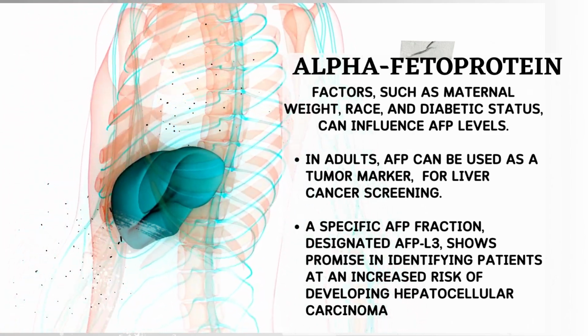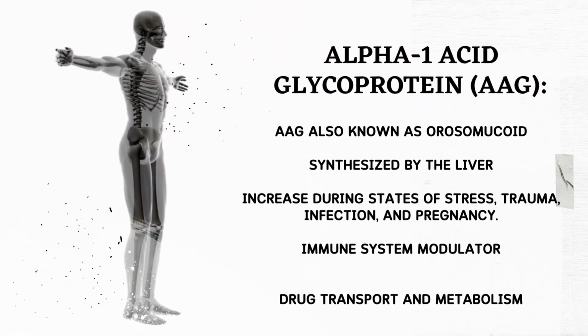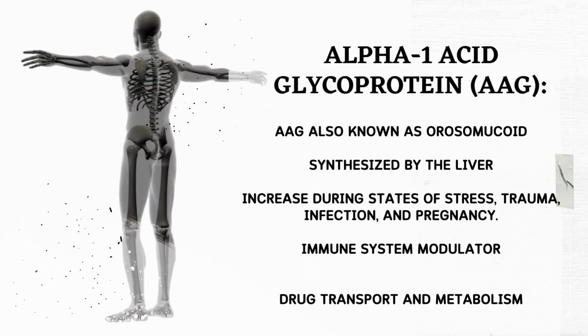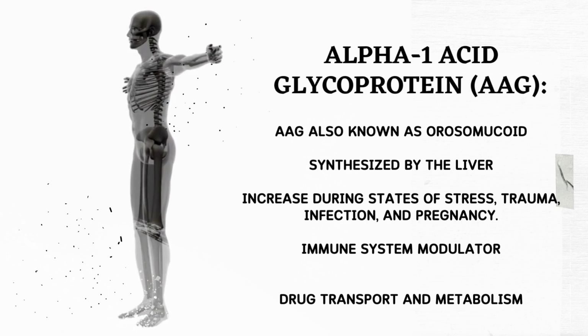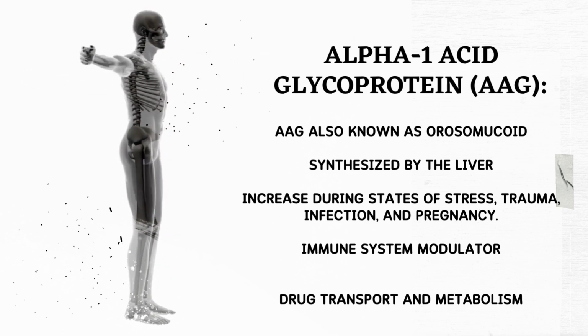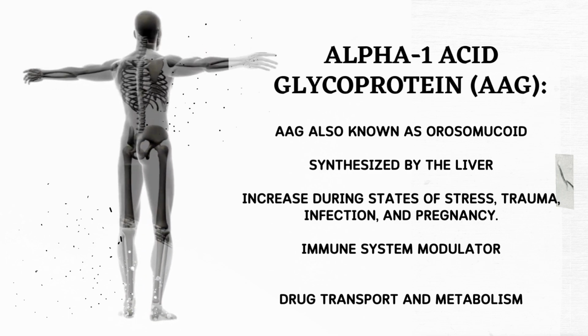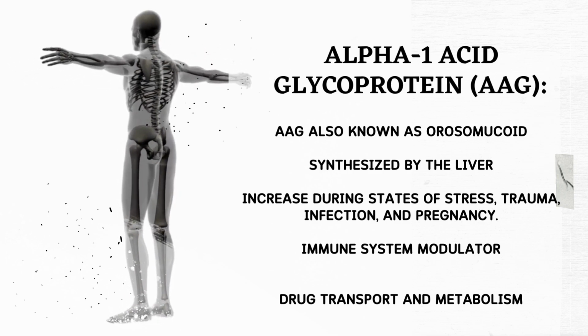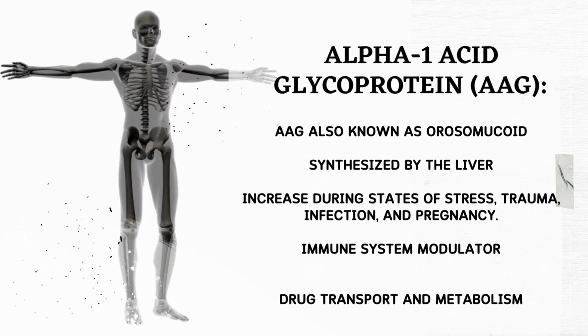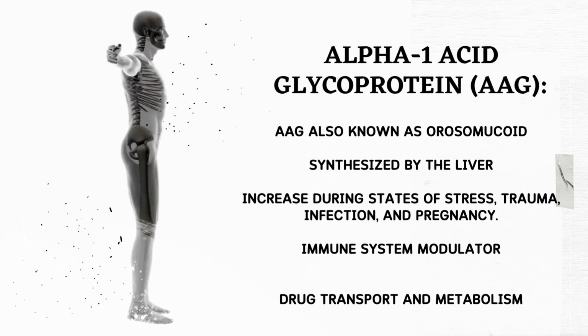Alpha-1 acid glycoprotein, AAG, a multitasking mystery molecule. Alpha-1 acid glycoprotein, AAG, also known as orosomucoid, is a multifunctional plasma glycoprotein synthesized by the liver. This protein seems to wear many hats, and scientists are still unraveling its full range of functions.